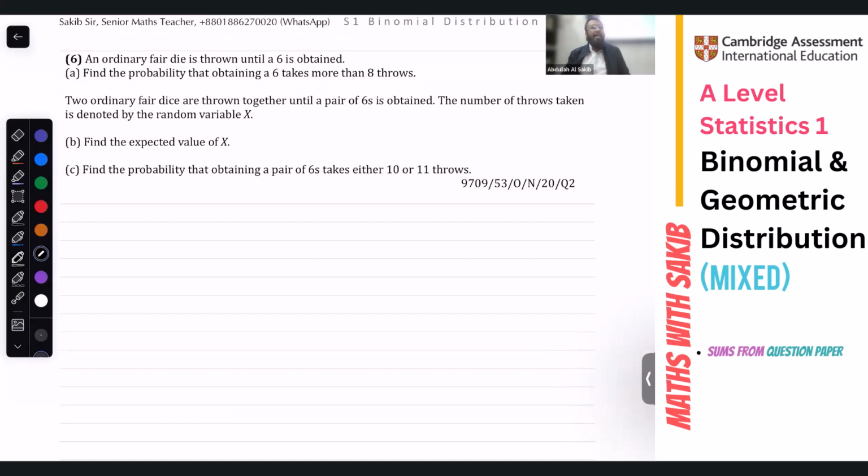So X is more than 8. What is the formula, Sahir? X is more than 8. 1 minus q to the power... What's that? After doing a lot of math, now you're just saying 1 minus q to the power... q to the power what? The answer is not written on the copy. So q to the power 8.